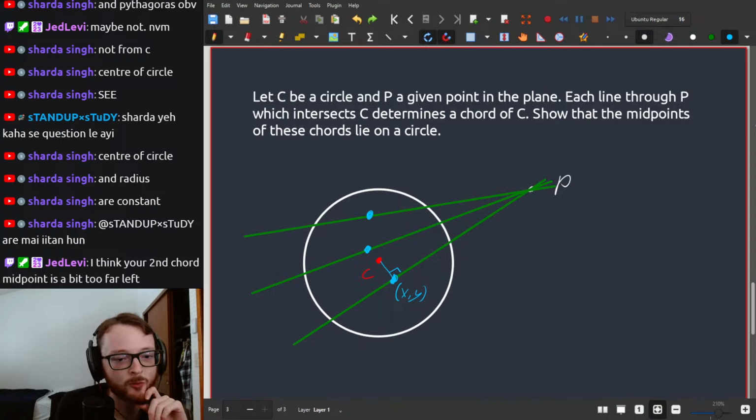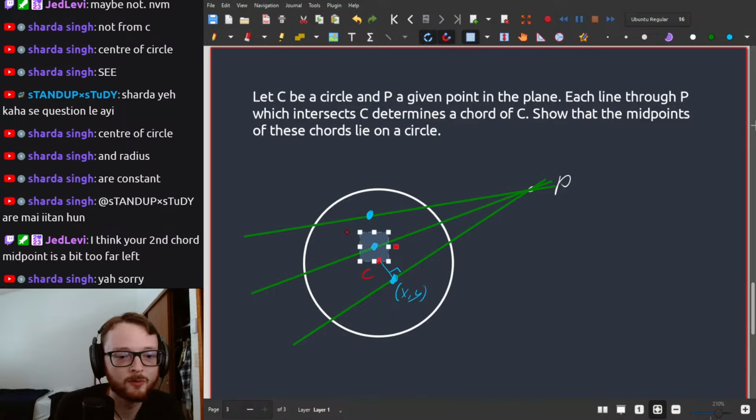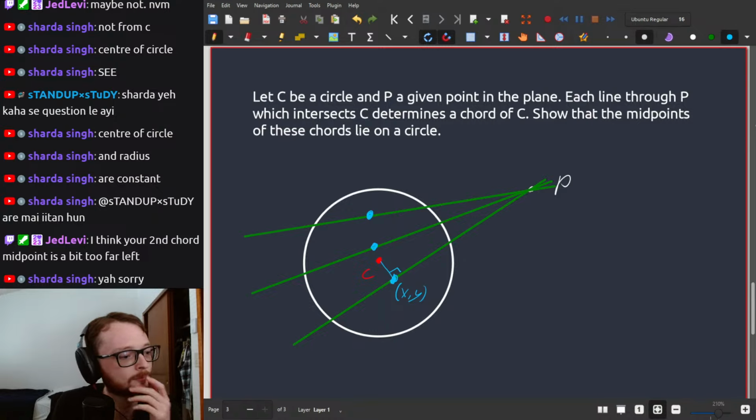My second chord midpoint. Oh, is it? Yeah, it probably is. Maybe like thereabouts. No worries, Sharda.